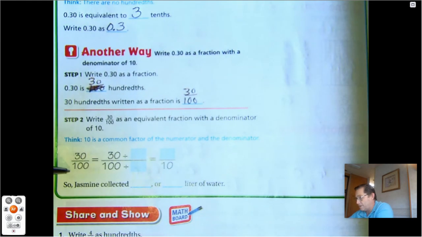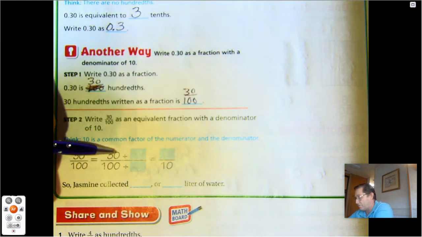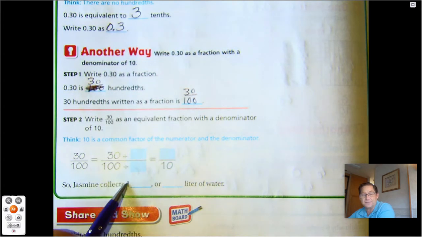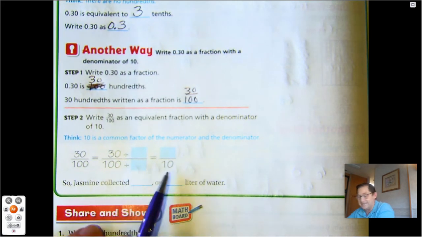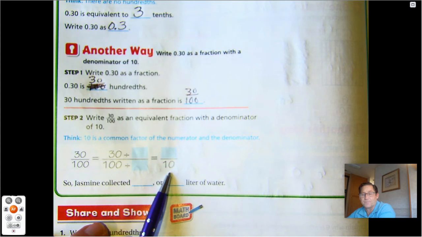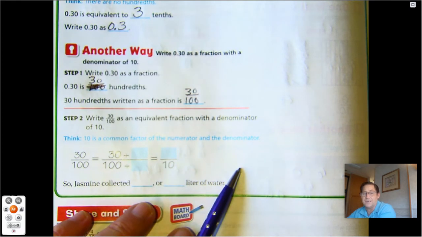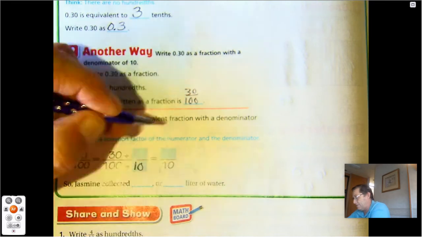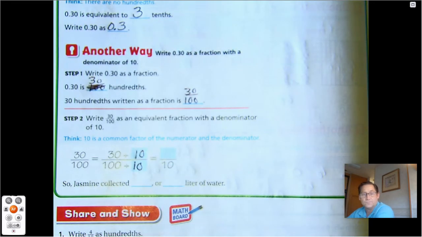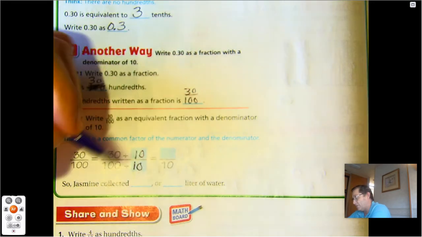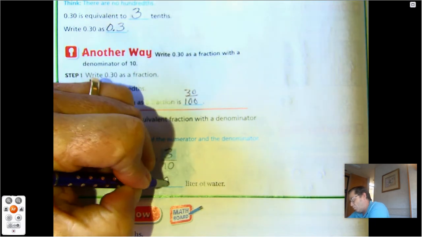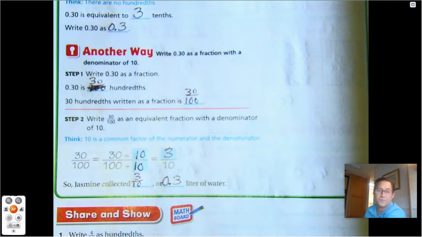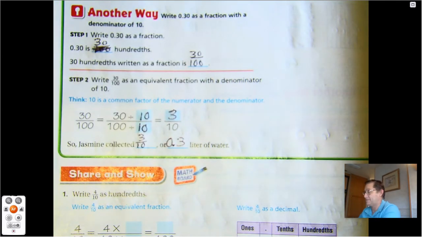So we're going to start at 30 hundredths, and we're going to divide by the same factor. So what are we doing here? We're actually simplifying, right? We're finding the greatest common factor. Well, what do we have to divide 100 by to get a denominator of 10? Well, if 10 times 10 is 100, 100 divided by 10 is 10. So we're going to divide the numerator also by 10. So 30 divided by 10 is 3. So she collected 3 tenths, or as a decimal, 0.3, read as 3 tenths.